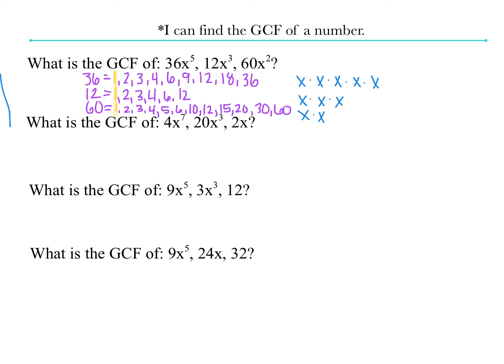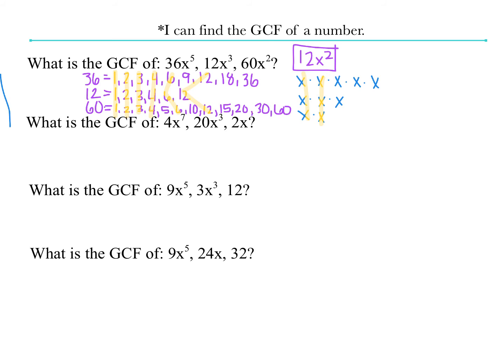So they all share a 1, they share a 2, they share a 3, they share a 4, they share a 6, and they share a 12. And since 12 is my smallest number, there's not going to be any factors greater than that. So 12 is going to be my GCF of the coefficients, and they all share 2 x's. So my GCF of 36x to the 5th, 12x to the 3rd, and 60x to the 2nd is 12x to the 2nd. That is the greatest common factor that all three of those numbers share.